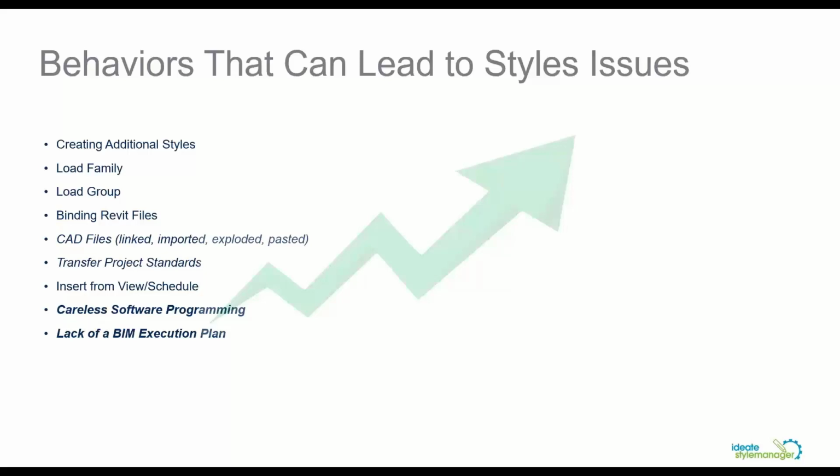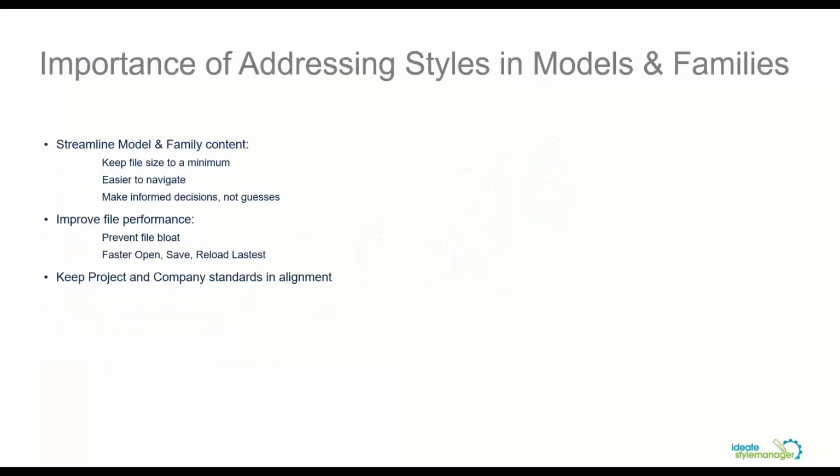I cannot emphasize enough the importance of having a BIM execution plan. In that BIM execution plan, you really want to make sure that you have provisions for cleaning up your models. And you want to do it often, because if you wait too long, you will end up with a filthy model. It gets harder and harder to clean these things up as the project progresses. With that said, style issues are typically a progressive problem. It usually doesn't happen on day one unless you're doing a whole bunch of transfer project standards and inserting views and trying to build up a project. It usually does progress over time.